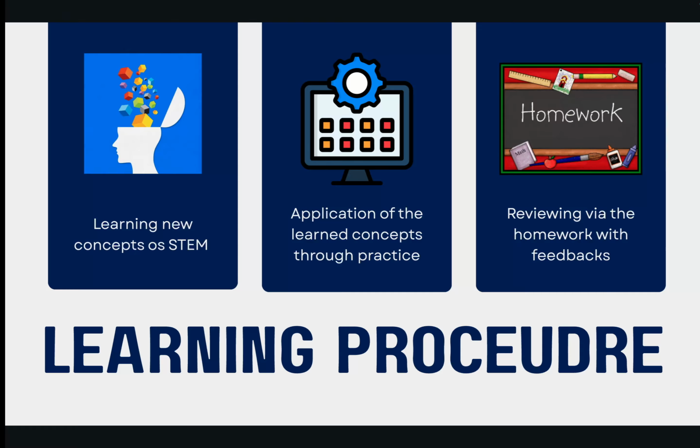So let's talk about our learning procedure. The STEM learning shares three core steps. The first one is learning new concepts of STEM. For example, if it's math, we're going to learn formulas and concepts. We're going to learn how numbers can be classified, calculated, and so on. The second step is the application of learned concepts through practice. We practice by solving questions and learning how they are actually used. Even though you know the formula, it would be useless if you don't know how to use it. In the second part, we will try to tell you how to use it.